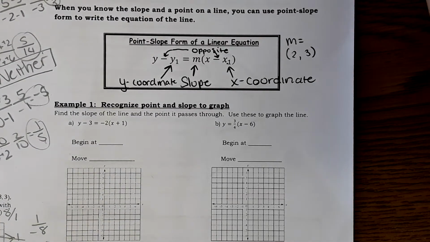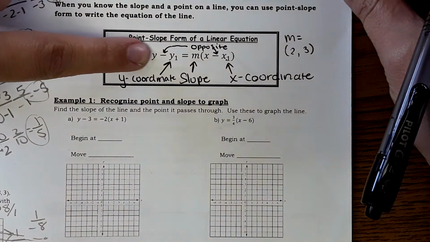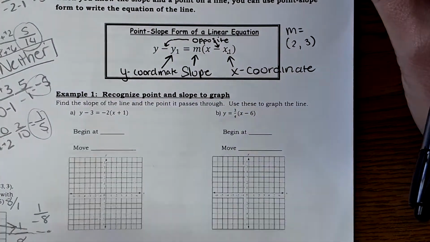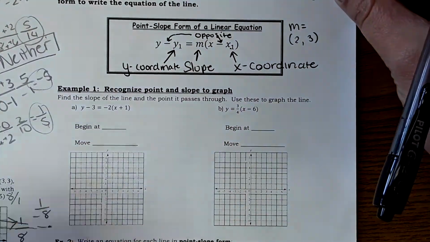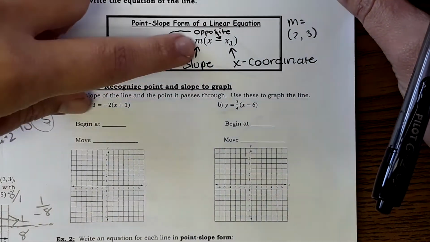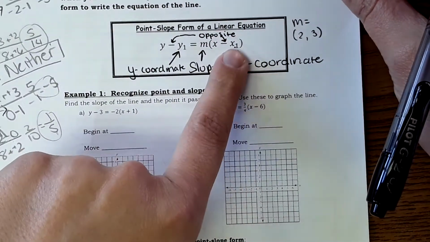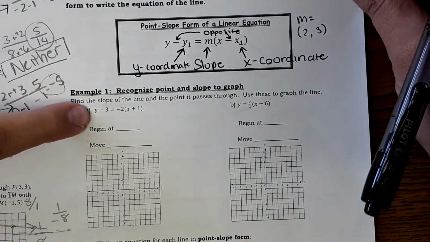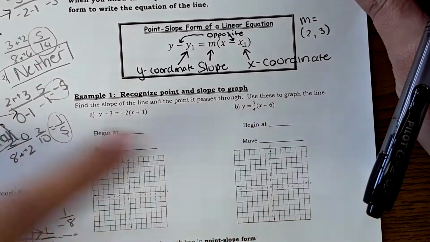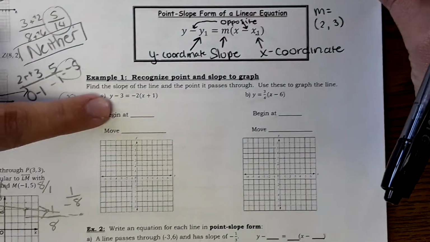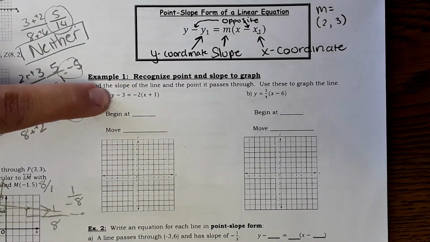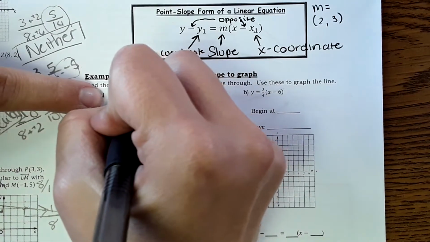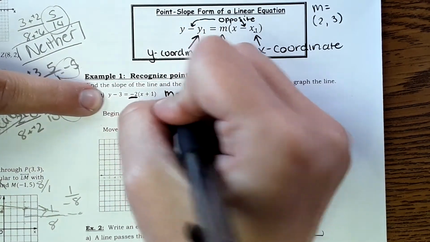Okay, so using this formula, if you wanted to, you could just graph this line from this formula if you know what everything is. So our slope is going to be this coefficient here, and then a point on the line is going to be x and y. So looking at this, it says find the slope of the line and the point that it passes through. Use this to graph the line. So here is point slope form. Our slope is right here, so m equals -2.